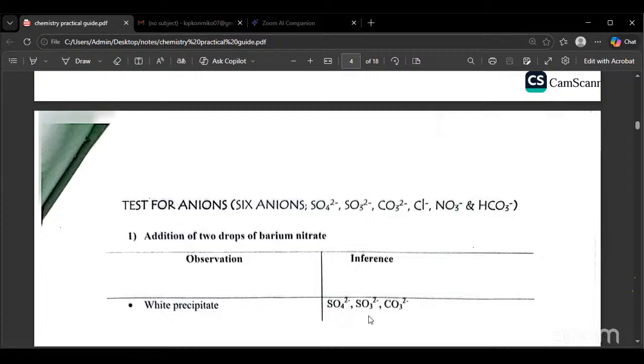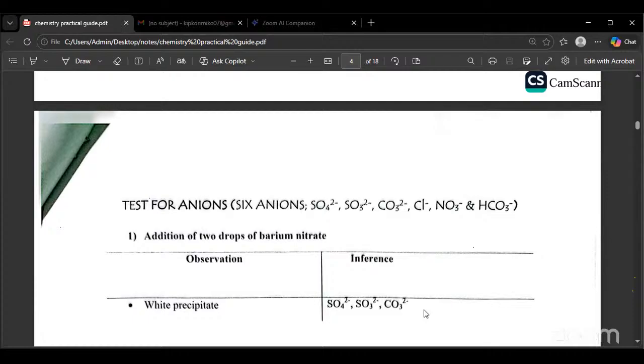Sulfite ions could be there because sulfates and sulfites are sisters. And carbonates. Remember, all carbonates are insoluble except group 1. So it could be a carbonate, because it will form barium carbonate, which is not soluble, a white precipitate. So in short, if a white precipitate is formed, the inference is that sulfate, sulfite, or carbonate ion is present.